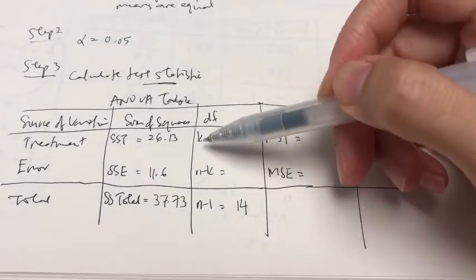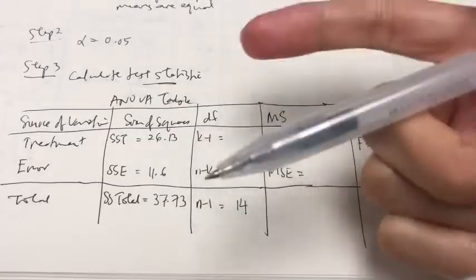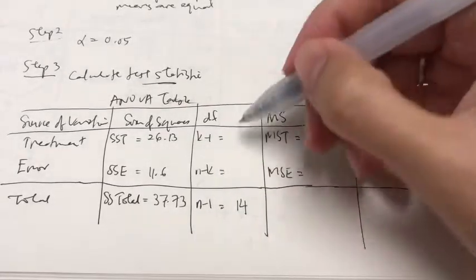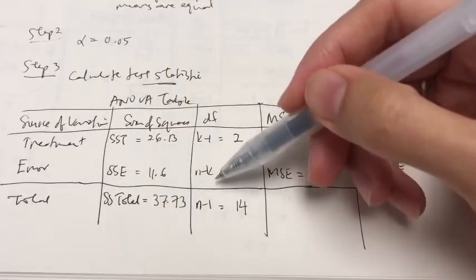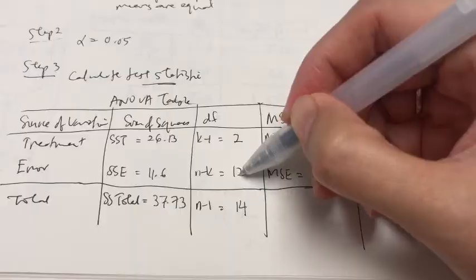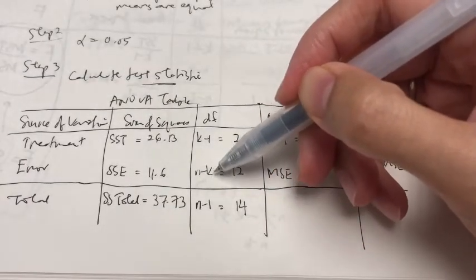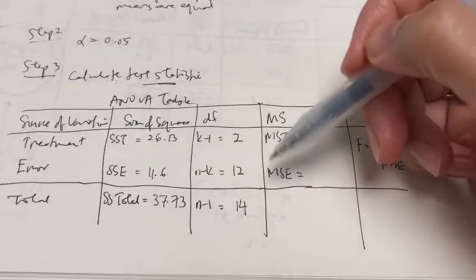K is referring to the number of categories. We had 3 categories just now, right? Plan A, Plan B, and Plan C. So 3 minus 1 is 2. N minus K is just basically 14 minus 2 here. Okay, that's another way to do it, which is 12. Or N here is basically 15 minus the category size 3. So 15 minus 3, again, you get 12.